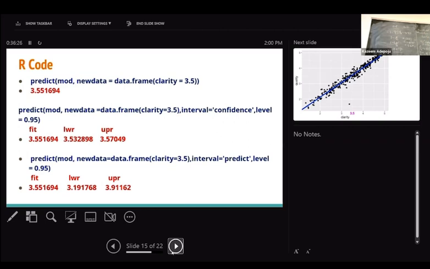Now, let us judge. Which one has a wider range? The lower endpoint in the confidence interval is 3.532898 to 3.57. And the one in the prediction interval is from 3.19 to 3.91. Which one has a wider range? The prediction interval. And that is the reason why statisticians prefer the average. Any question? Look at that. Even though they have the same value for the point estimate, the interval is not the same.